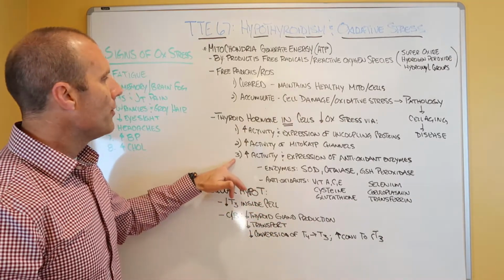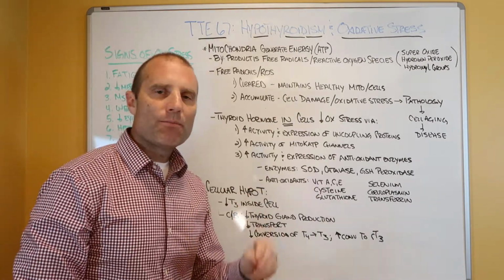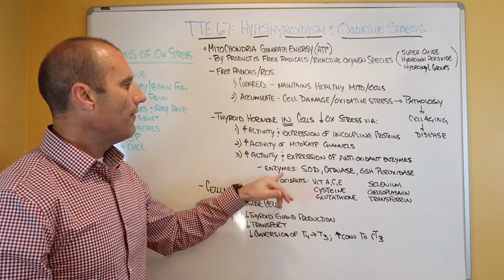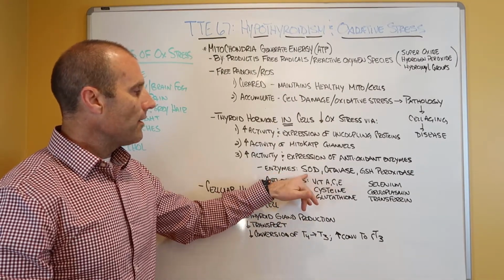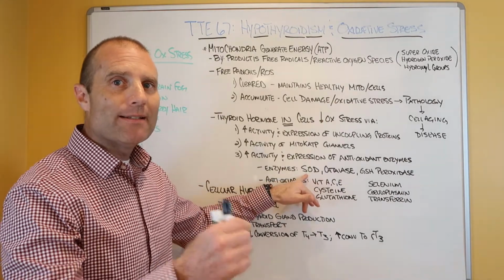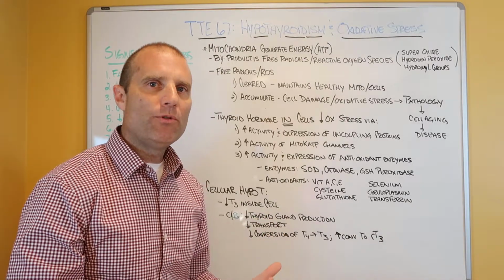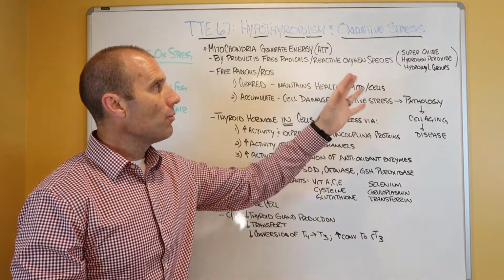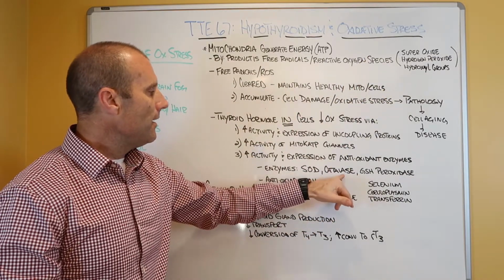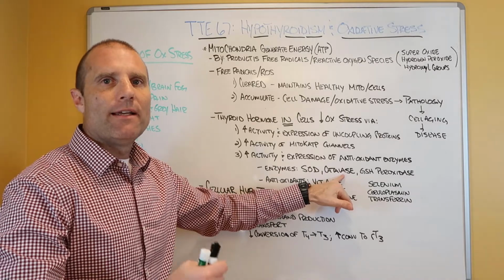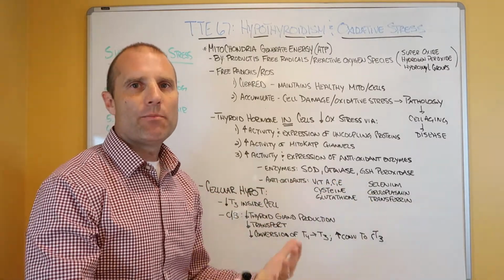Okay? And the third way the thyroid hormones help decrease oxidative stress is that they increase the expression and the activity of antioxidant enzymes. Thyroid hormone, especially T3 inside the cells, is critical for the function of something called superoxide dismutase, which is one of the enzymes responsible for breaking down these free radical species. It is essential for catalase expression and function, and it's important for glutathione peroxidase expression and function.